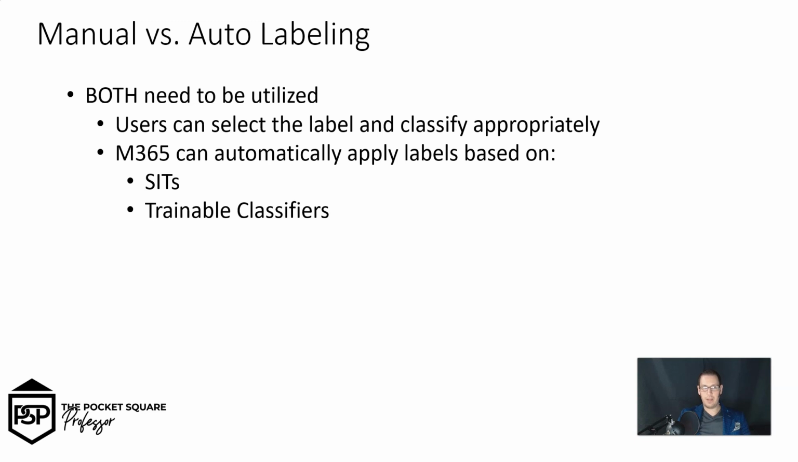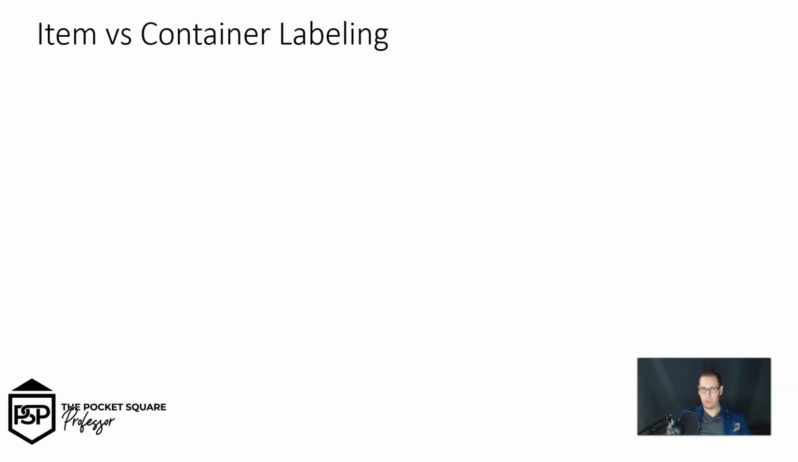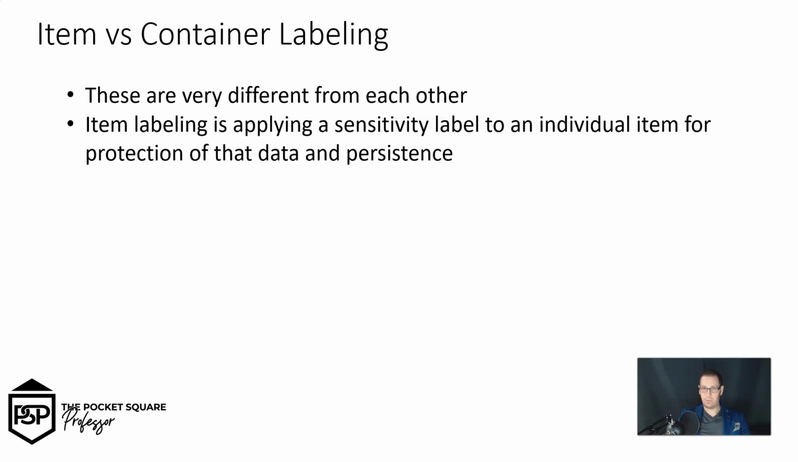So we talked about labeling of the items, the documents, the emails, Word, PowerPoint, Excel, and such. But what about item and container labeling? So again, they're very different from each other. Very, very different from each other. And I really have to stress this.